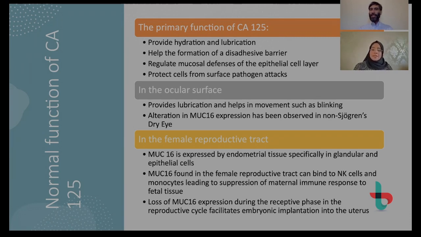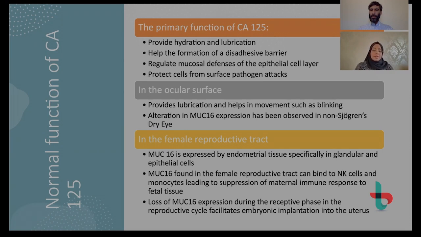Okay. And let's now talk about gynecology, about what's going on with MUC16 in the female reproductive tract. So in the female reproductive tract, MUC16 is expressed by endometrial tissue, specifically in glandular and epithelial cells. It's found in the female reproductive tract of a pregnant woman, and what's been found is that the MUC16 there can selectively bind to natural killer cells and monocytes, which are both immune cells. And this is thought to play a role in the suppression of the maternal immune response against fetal tissue. So as you can see, this plays a very important role in fetal development.